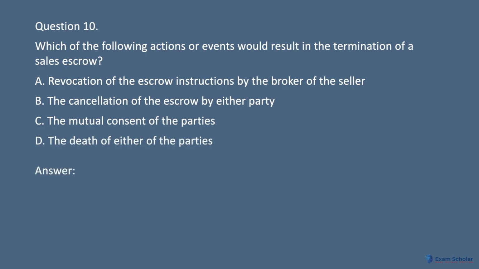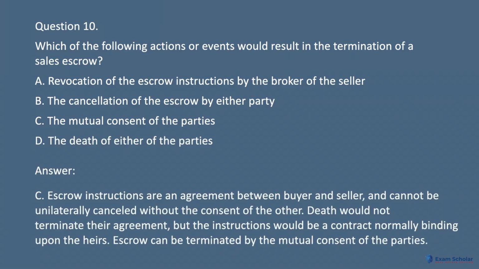Answer. C. Escrow instructions are an agreement between buyer and seller, and cannot be unilaterally cancelled without the consent of the other. Death would not terminate their agreement, but the instructions would be a contract normally binding upon the heirs. Escrow can be terminated by the mutual consent of the parties.